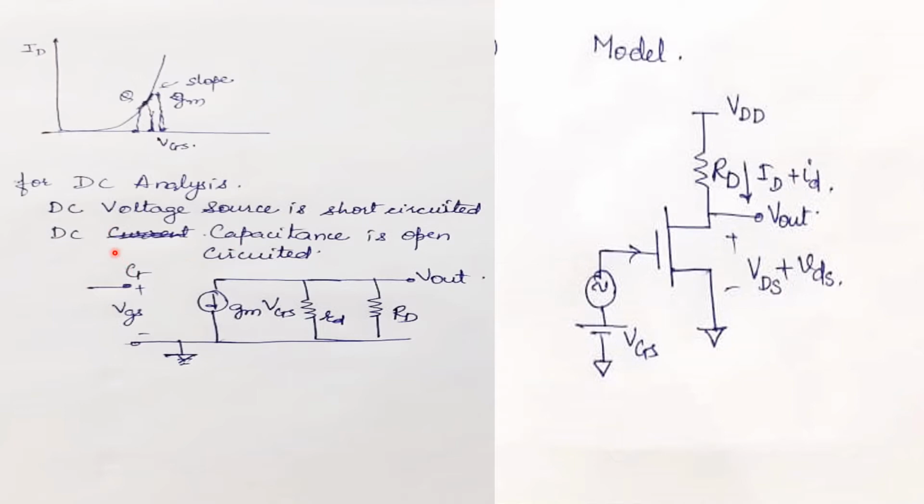For AC analysis, the DC voltage is short circuited and capacitors are open circuited, and based on this we are drawing the model. Here VGS, GM VGS and RD is the internal resistance, which is given by 1 upon GD, and RD is the resistance observed over the drain terminal. In this way we completed our frequency analysis and we have drawn the model for it.